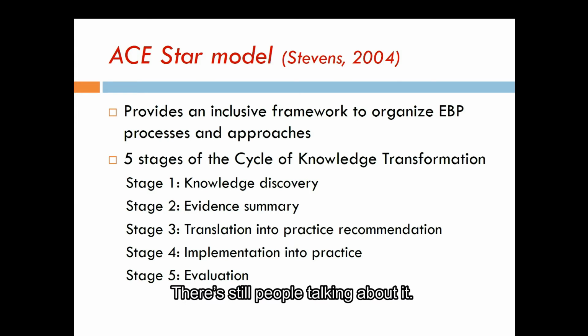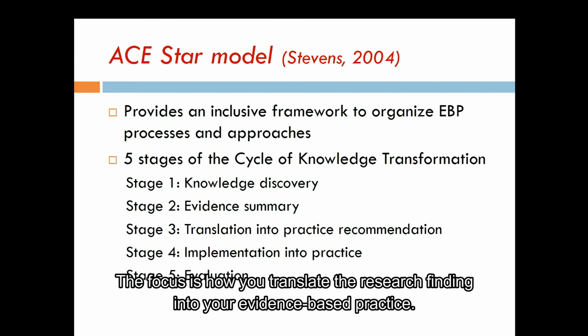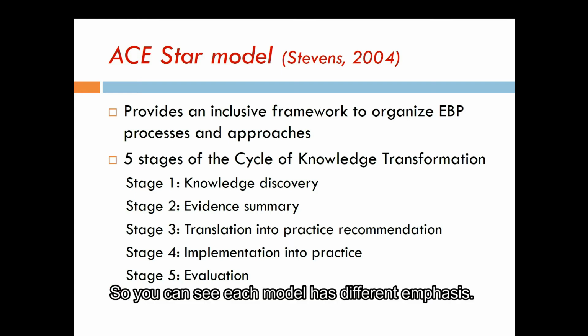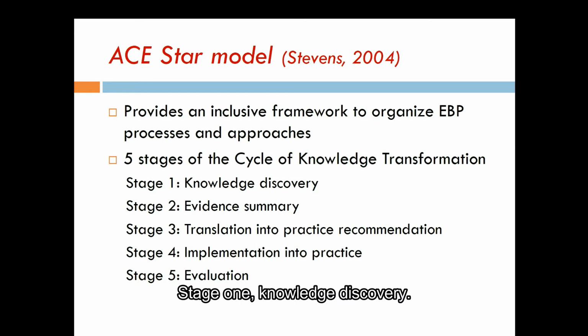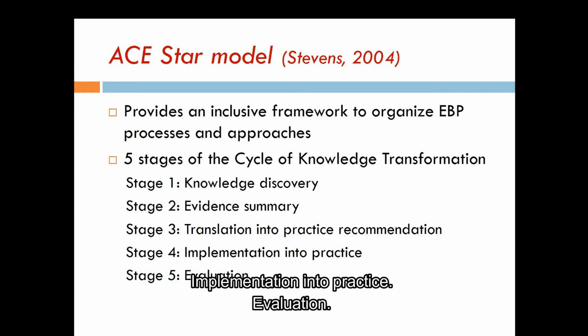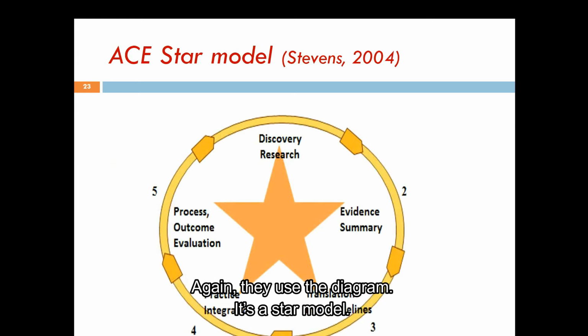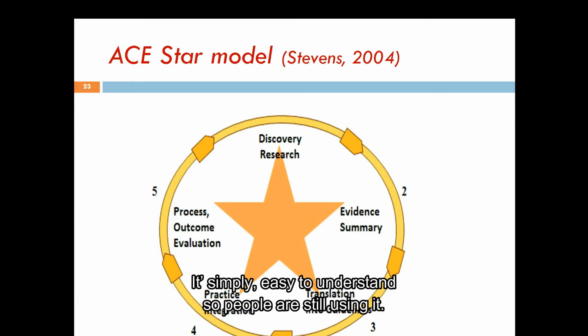There are still people talking about it. It's talking about knowledge transformation. The focus is how you translate the research finding into your evidence-based practice. So it's 5 stages, and you can say each model has different emphasis. Stage 1, knowledge discovery, evidence summary, translation into practice recommendation, implementation into practice, evaluation. Again, they use the diagram. It's a STAR model. It's simple, easy to understand, so people are still using it.